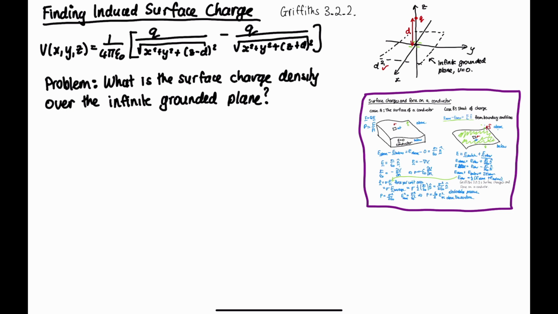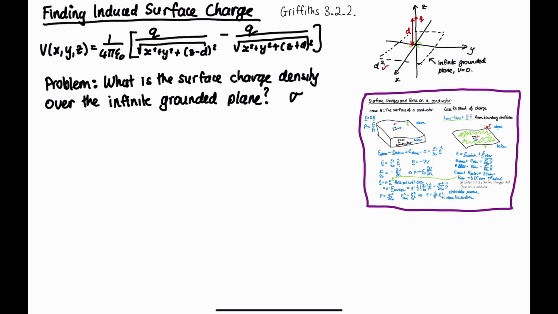But what we're going to do now is come up with an expression for sigma, the surface charge density over this plane. Now, in order to do that, we're going to need to make use of one of the equations that we came up with in this part of the lecture series, where we were looking at surface charges on the surface of a conductor. So one of the expressions that we came up with was that the surface charge density is equal to minus epsilon naught dV/dn, where n there is the normal. So we're going to be using that equation now.